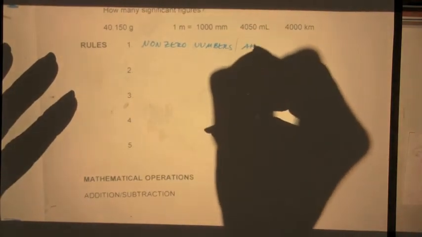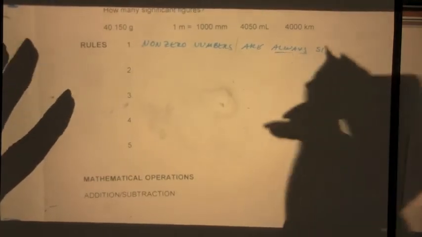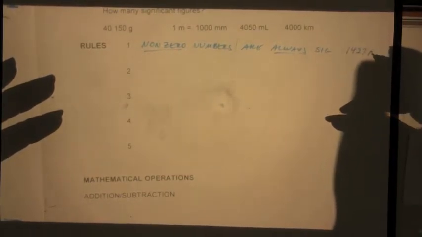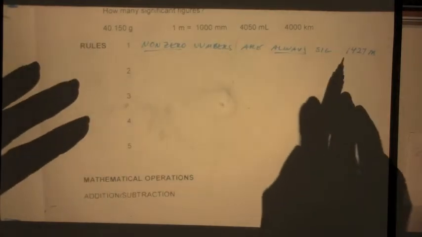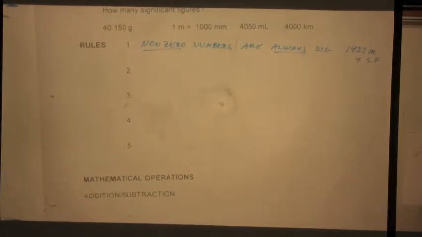So we have rules for sig figs, and you'll recall some of these. Non-zero numbers, if you're looking at a measurement, are always significant. So if I have a number like 1427, got to give it a unit, we'll say meters. All of these are non-zero numbers. There would be 4 sig figs represented by the measuring device.